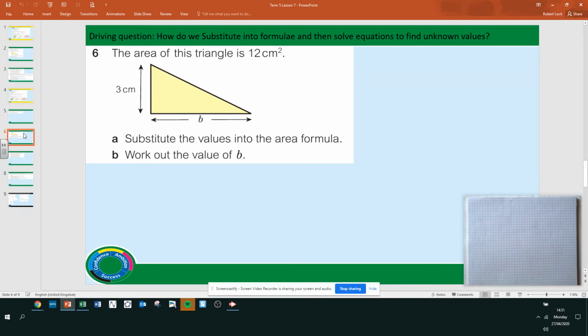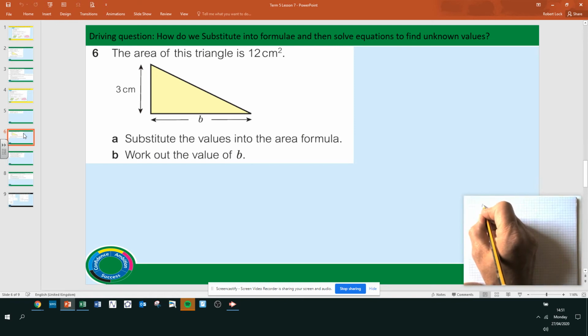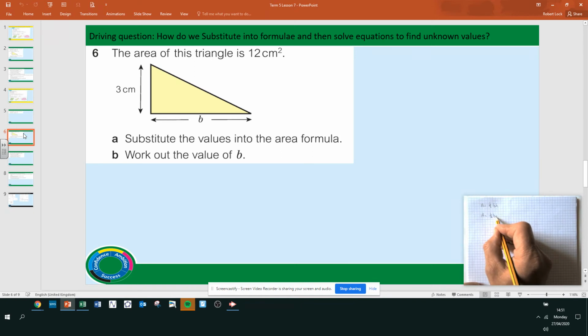Question 6. The area of a triangle is 12 centimeters squared. Substitute the values into the area formula. Work out the value of B. And remember, the formula for a triangle is area equals half base height. So area equals half base, which we don't know, so that's B. The height is 3.